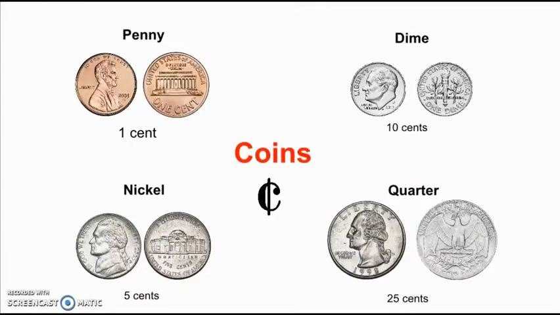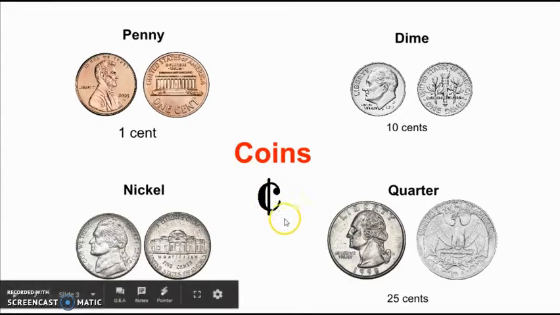Hi class. So first we're going to start off with coins. Now the coin symbol is this C right here with a line straight down the middle. Nice and simple, a C with a line down the middle.